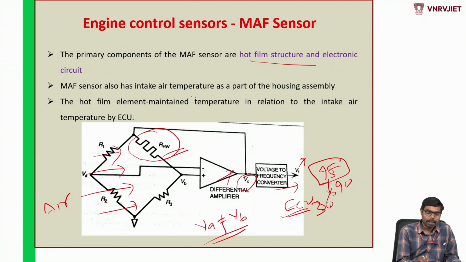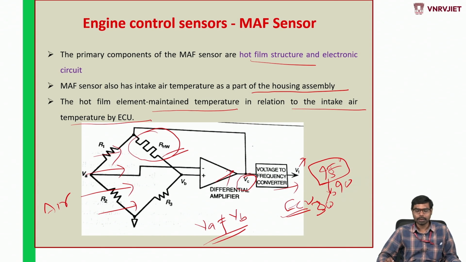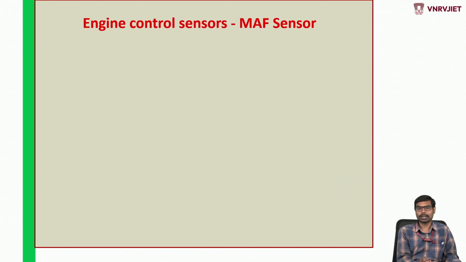That's why you can see intake air temperature as a part of the housing assembly. The hot film is maintained at a temperature in relation to the intake air temperature by the ECU. So if more airflow rate is there, then there is more drop in temperature. That's the point you need to understand here.